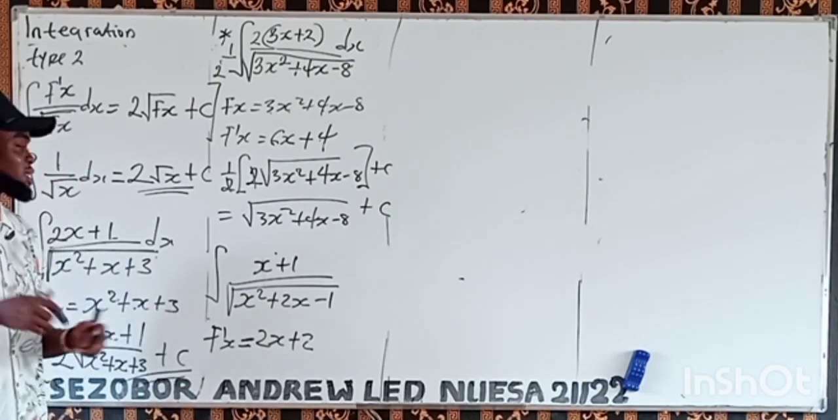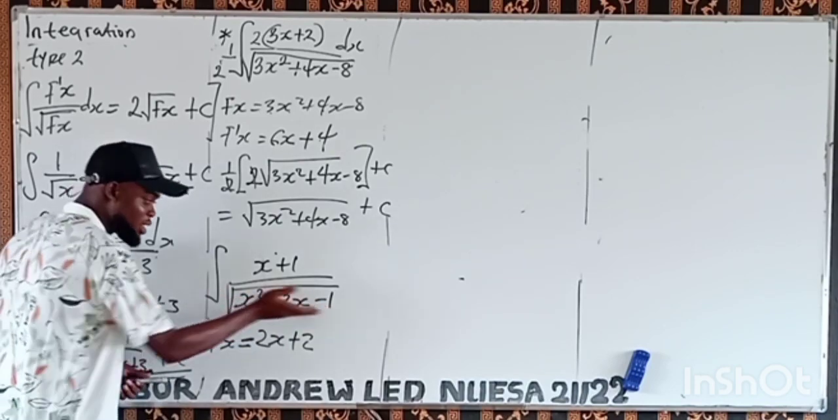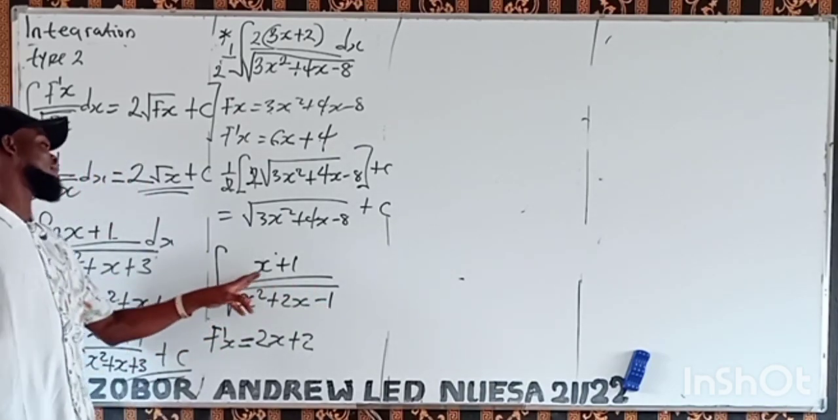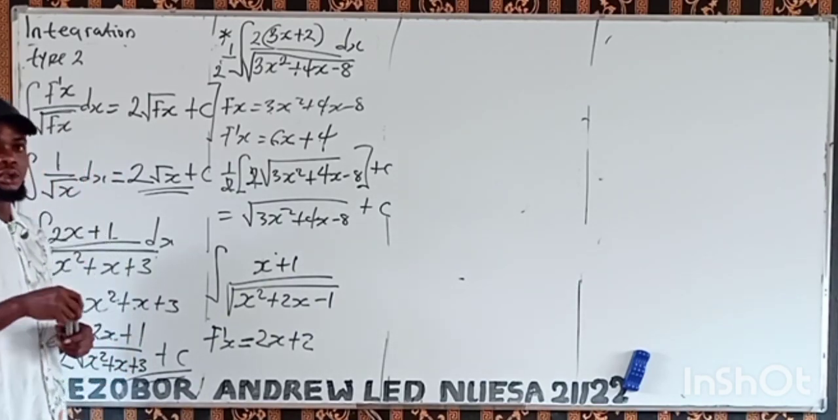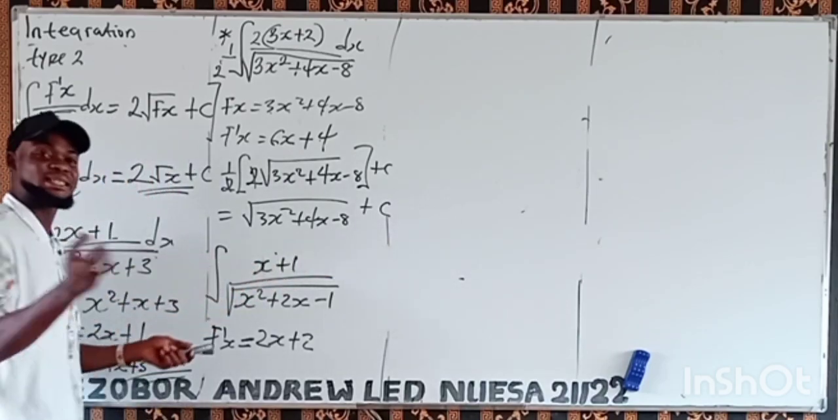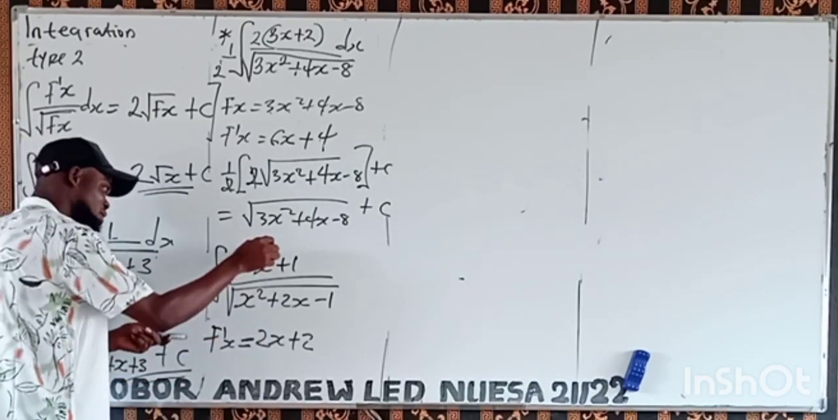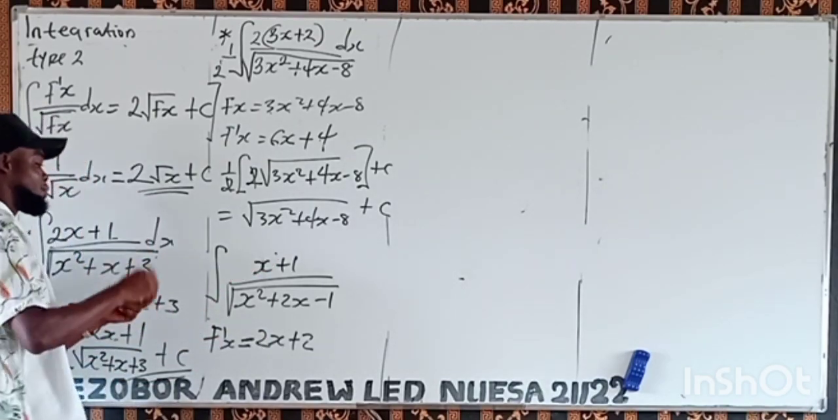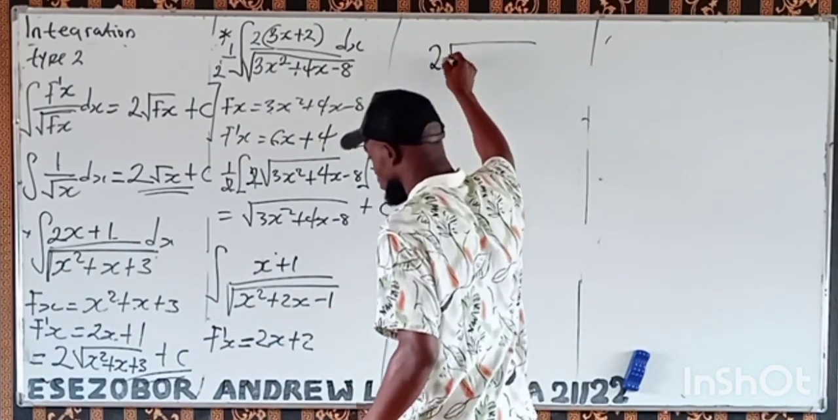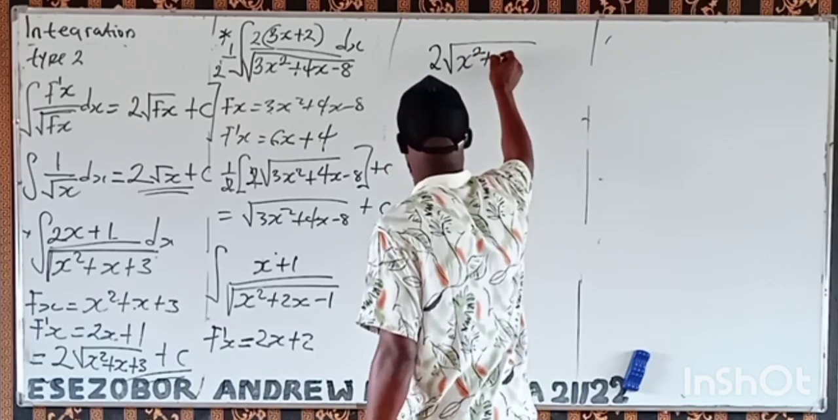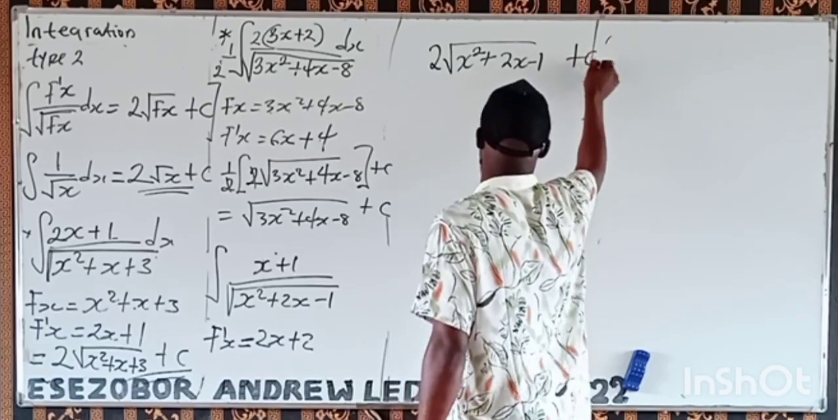So what do you now do to get your final answer? If you check this answer you're getting from the derivative of the denominator here, it is higher than the numerator by a particular digit or value. What you do, write out the final answer and divide that answer by that digit. What is the answer? The answer is supposed to be 2 times the square root of x squared plus 2x minus 1, plus c. That's supposed to be the answer.